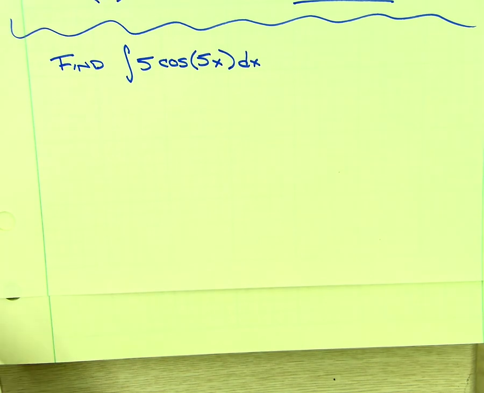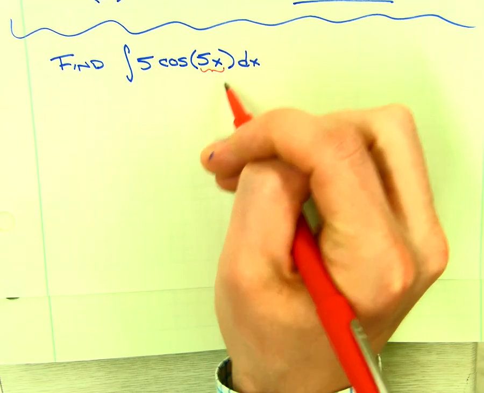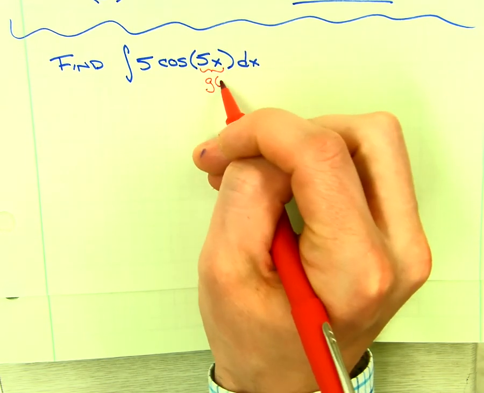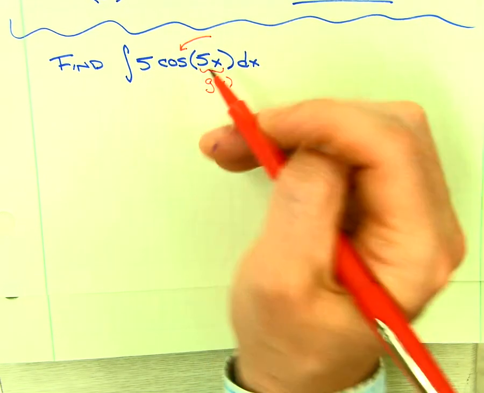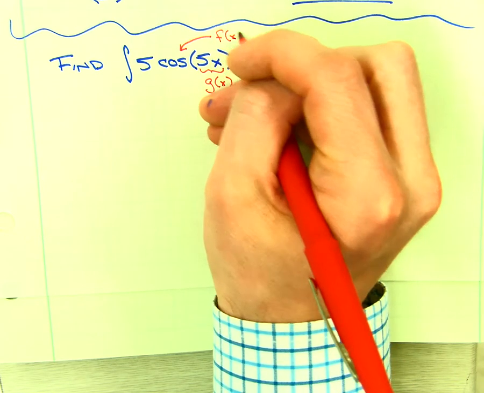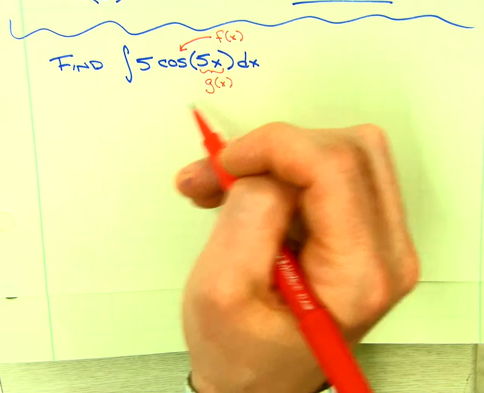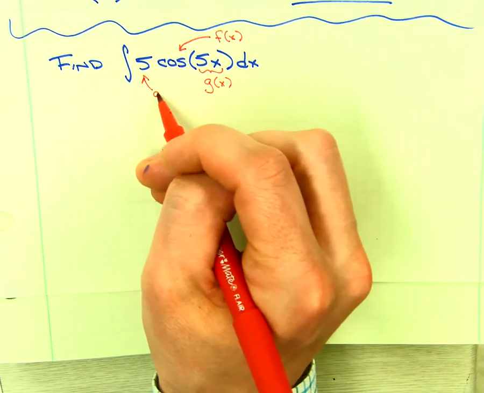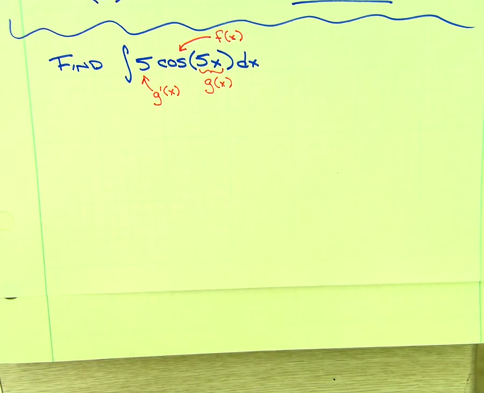Okay, so my inner function, not too tough to figure out, right? This is going to be 5x. It's going to be my g of x. Now my outer function right here is going to be the cosine of 5x, so this is going to be my outer function, f of x. And the derivative of g of x, that's not too bad either. The derivative of 5x is just going to be 5. So here I've got g prime of x. Not too bad. Now that I've got it set up, I can do the same exact process.